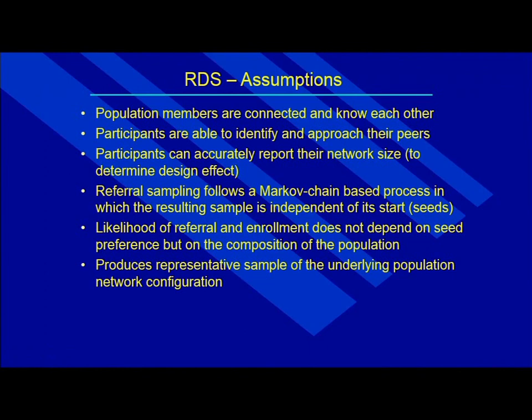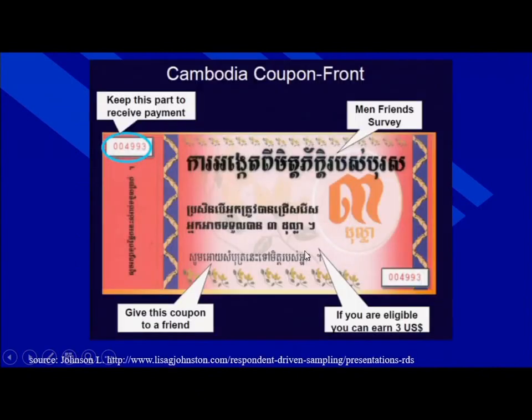Respondent-driven sampling, or RDS, assumes a Markov chain-based process in which the sample that is created is independent of the seed. So it's independent of where you start. The sample will have nothing to do with your initial seeds. Or in other words, the resulting sample is independent of the seeds that you have. And it produces a representative sample according to some characteristics of the underlying population.